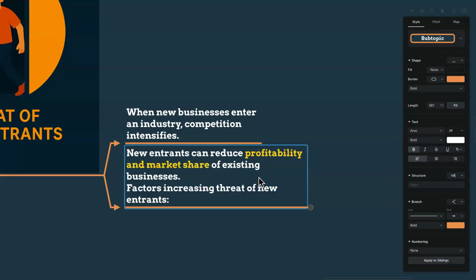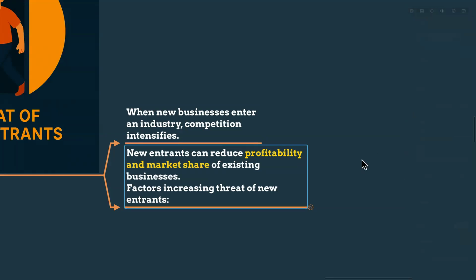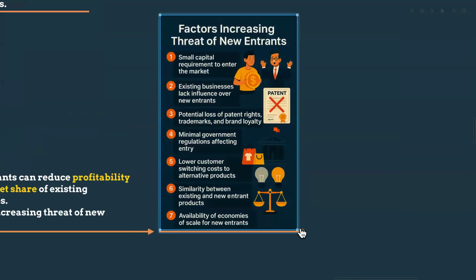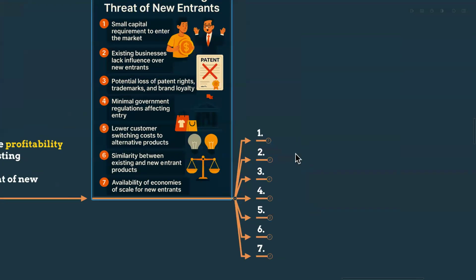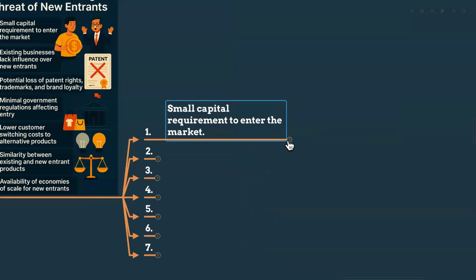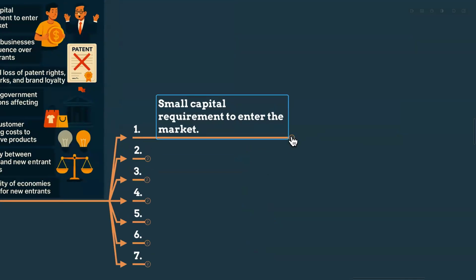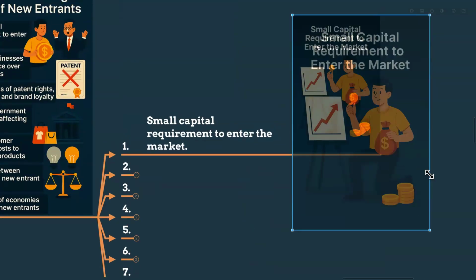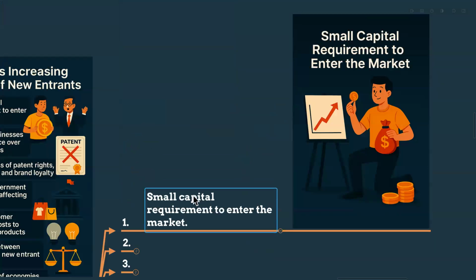So the factors increasing the threat of new entrants, right? Let's talk about that. There are some factors that will increase the threat from new entrants, for example from digital accounting. If they have a small capital requirement to enter the market, for example in the online education industry, definitely it's going to intensify because everyone can enter the market, right? So it will increase the threat of new entrants.